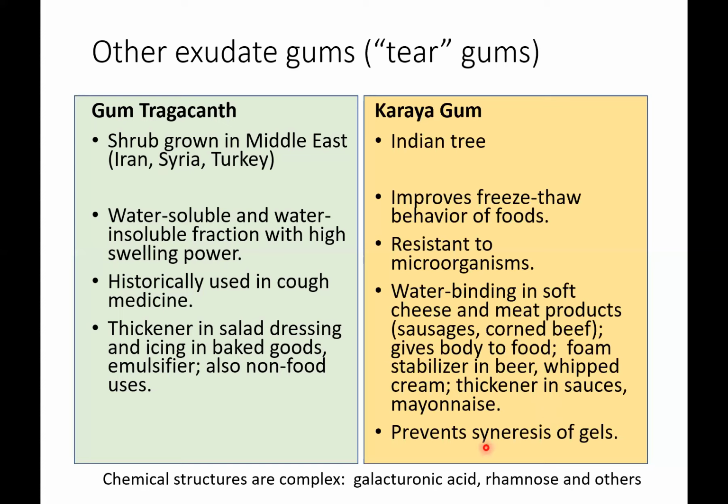Karaya gum prevents syneresis of gel. The syneresis was the expulsion of water, remember? And the structural units, complex, galacturonic acid, rhamnose, and other sugars make it up.